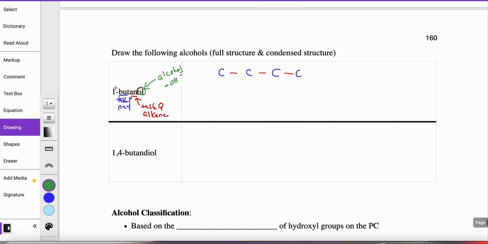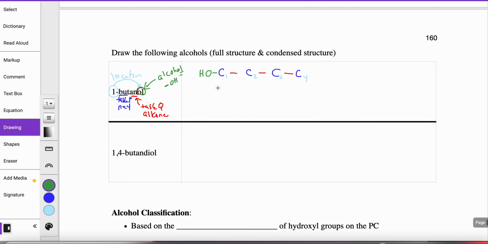The 1 right here tells me the location. So as soon as you see the locations, just number your carbons left to right. So carbon 1, 2, 3, 4. And according to this, I need to put the OH on carbon 1. So I'm going to put it like this. Remember, the oxygen has to be shown bonded to the carbon. So it's going to look like this. It's understood to be OH. So now at this point, I have placed everything in this organic name in the structure.